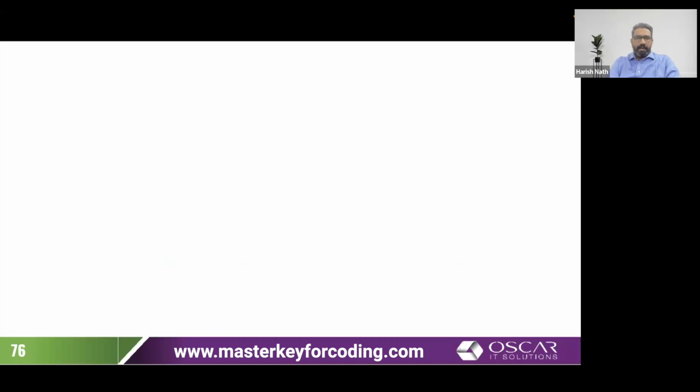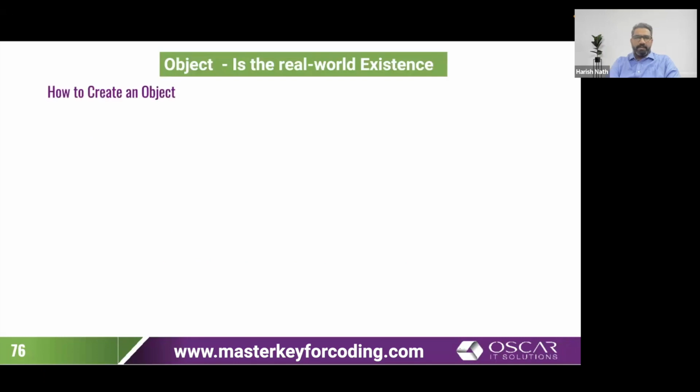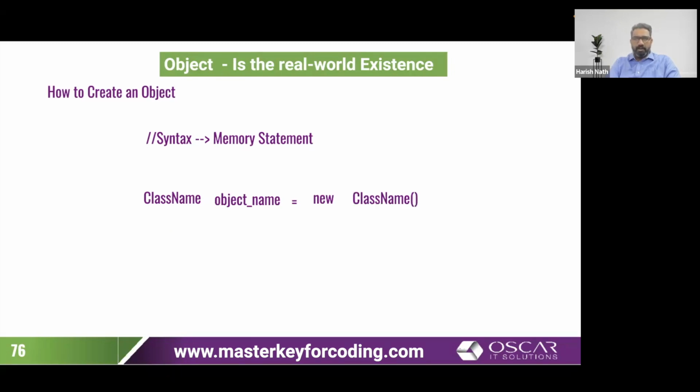Now, how do we bring objects into the code? Objects have to be created. To create them, we have syntax. Syntax is again similar to a memory statement: data type, name. But now the class name becomes the data type, and what name you give becomes your object name. Along with that, for dynamic memory allocation, we use new along with the class name.